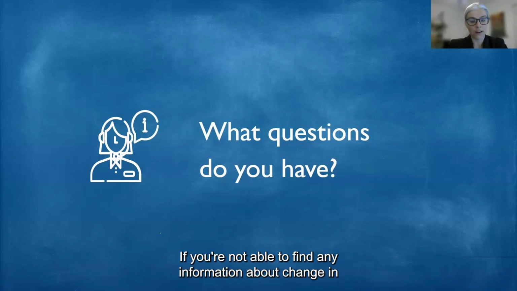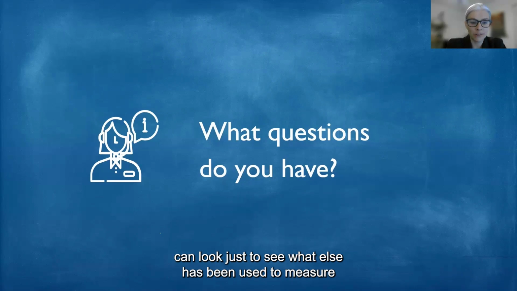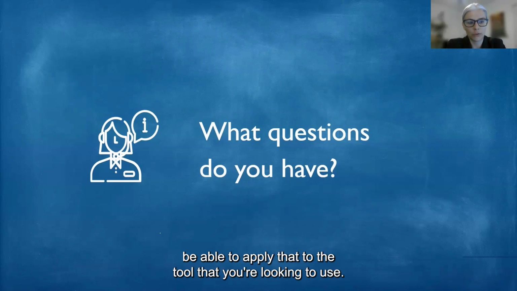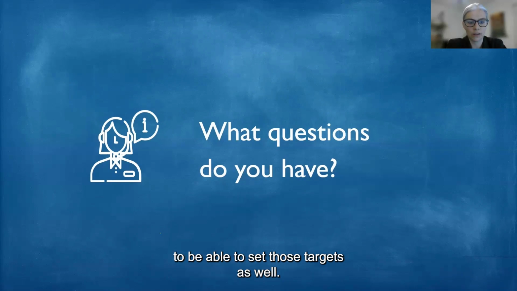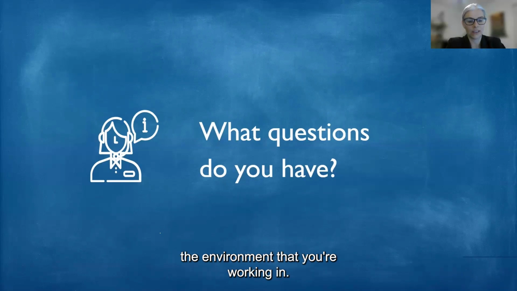If you're not able to find any information about change in learning scores using the tool that you would like to use, you can look just to see what else has been used to measure that change in emergent learning, and see how you might be able to apply that to the tool that you're looking to use, or you might decide to change which tool you're going to use to be able to set those targets as well. Again, it depends on the context and what is sort of realistic in the environment that you're working in.